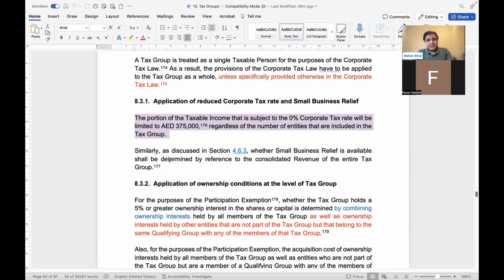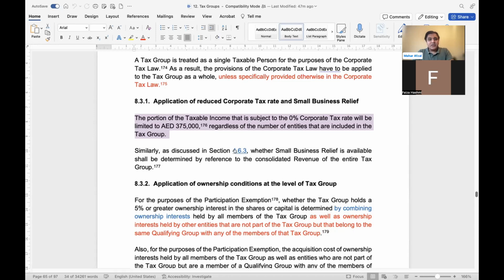The condition is the taxable income is up to 3 million. Second thing, the taxable person is not a member of any multinational group. If these two conditions are satisfied, then they can opt for the small business relief. Now, this small business relief will be applicable at the group level. It will not be applicable at the individual entity level.